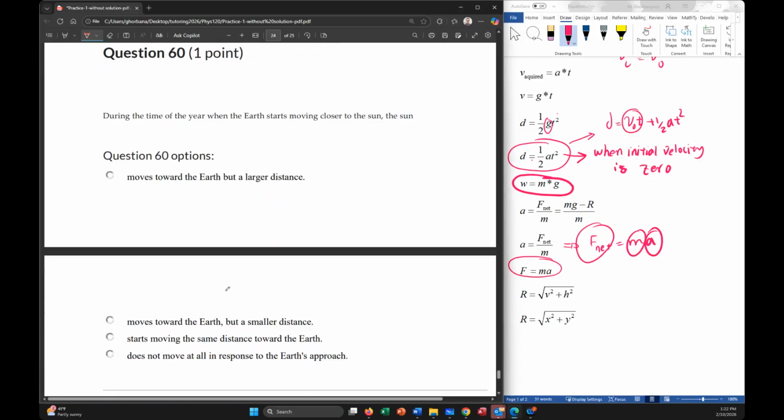60. During the time of the year when the earth starts moving closer to the sun, the sun moves toward the earth but a larger distance, moves toward the earth but a smaller distance, or moves the same distance toward the earth, or does not move in response to the earth's approach. So this is going to be the last question.